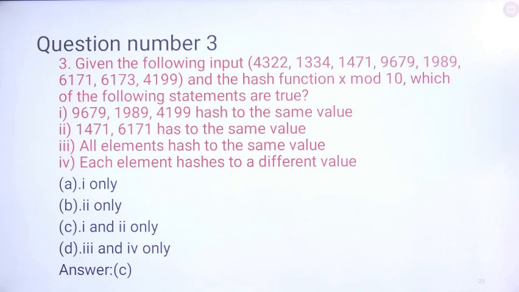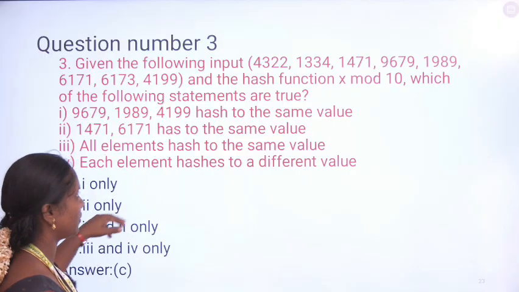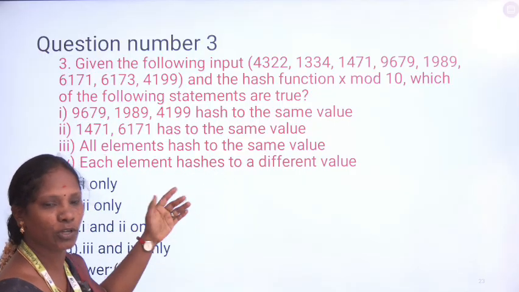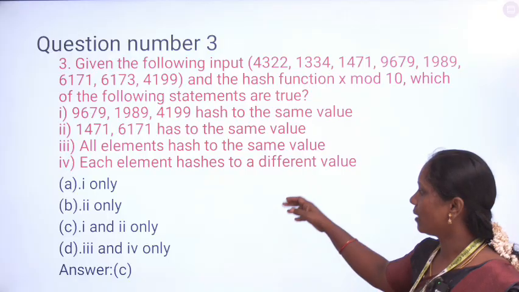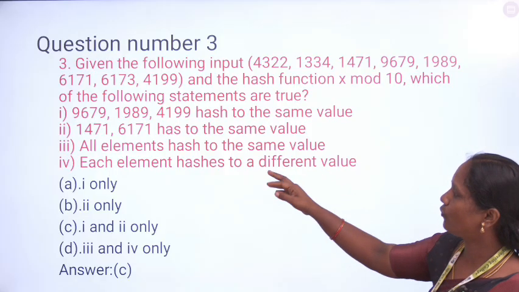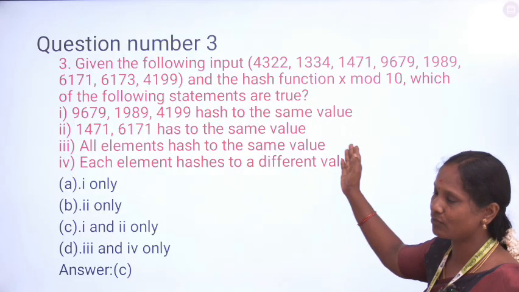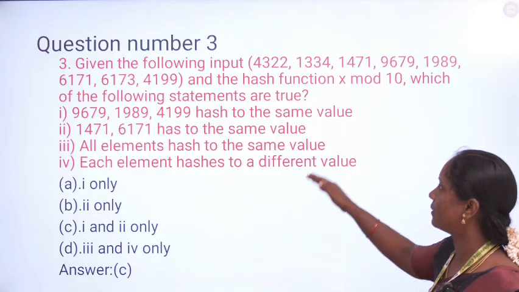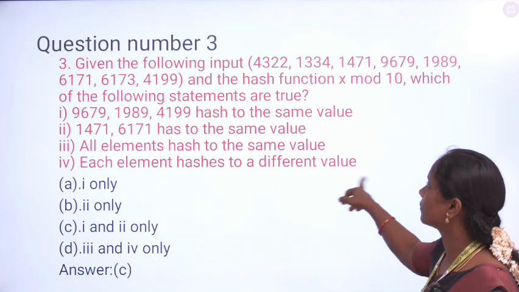9678, 1989, 419 hash to the same value, because these are all in the 9 series. This 9 series should be divided by mod 10. So that's why 2 is correct. And then 1: 1471 and 6171 hash to the same value, so it is a 1 series value. Because this is also divided by mod 10, these two statements are true.